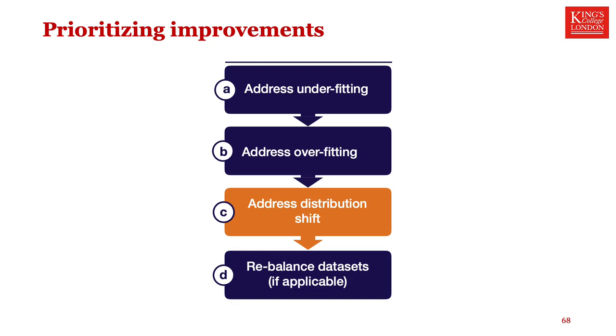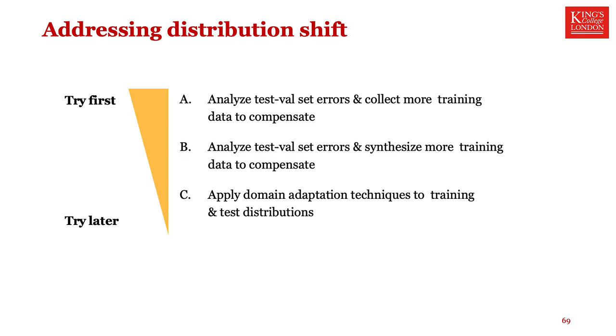In terms of improvements, the third step is to address the distribution shift. This is a problem that we've been looking at in the last couple of lectures, but it's something that you always have to take into account. One thing that you need to do, and again this is a series of steps, is make sure that you are looking at the errors between your test and val set and make sure that you can collect more data to compensate for those errors.